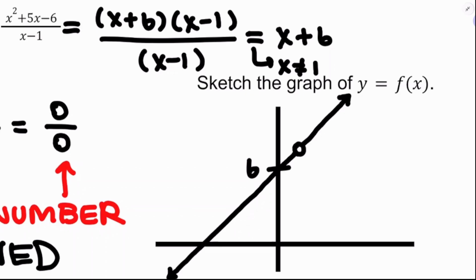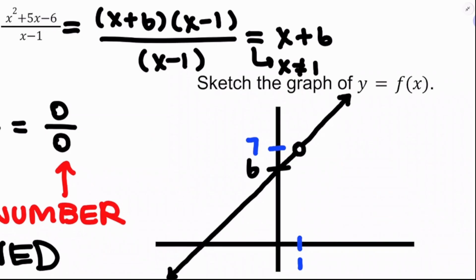But what I'm going to point out is that we can also find the y-coordinate of the hole using the formula that's left over, this x plus 6. Although the graph is not there, we know it's really close to that. So at x equals 1, we could plug back into the simplified version of f of x, and we'd say 1 plus 6 is equal to 7. So the y-coordinate of that hole is 7.